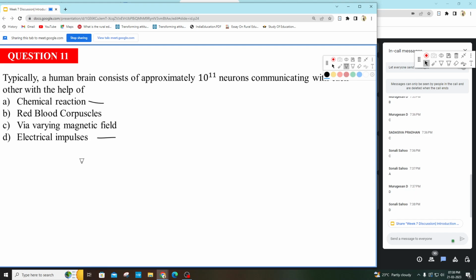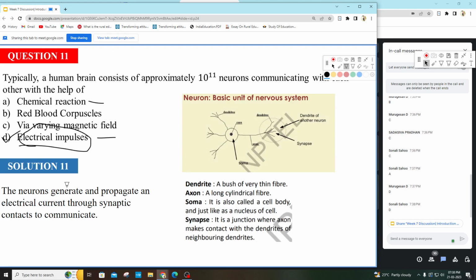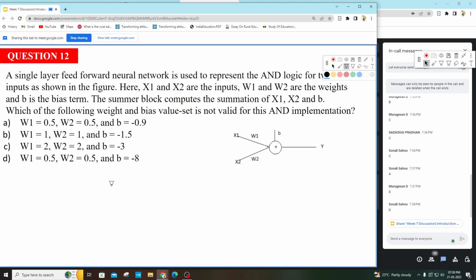Okay, so whenever I was explaining the analogy between the artificial neuron and the biological neuron, I told you the information will be passed to the next neuron whenever it is greater than a particular voltage. That voltage is created by this electrical impulse. So answer D is your correct answer. This is a biology based question, but as we are discussing neural networks, this question could also be asked. So answer D is the correct answer.